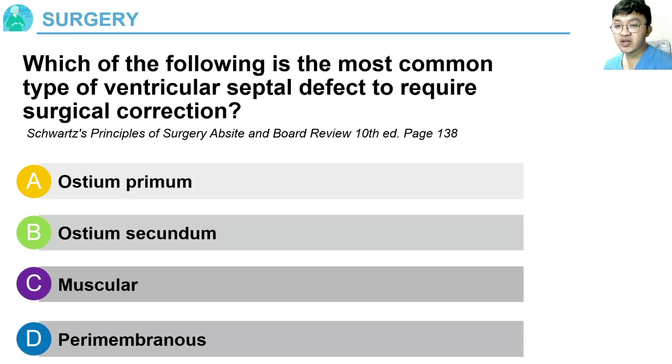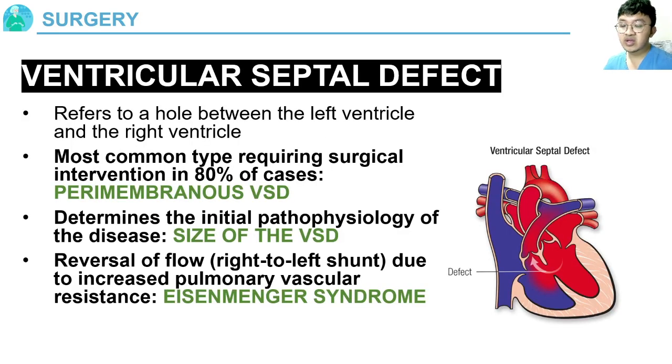Next, which of the following is the most common type of ventricular septal defect to require surgical correction? Is it A, ostium primum? B, ostium secundum? C, muscular? Or D, perimembranous? So the most common type of VSD that requires correction is your perimembranous VSD. VSD refers to a hole between your ventricles, the left and the right. The most common type requiring surgical correction is your perimembranous VSD.